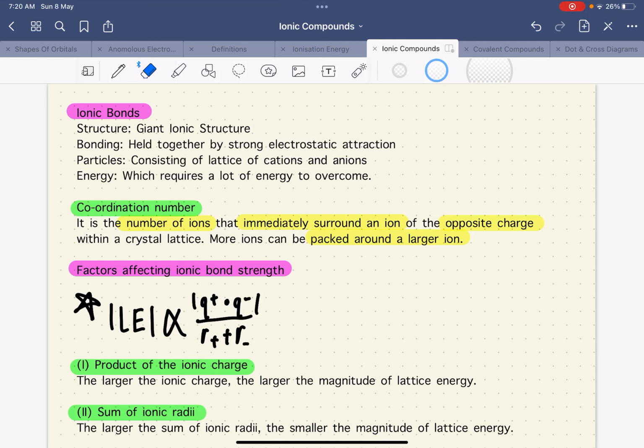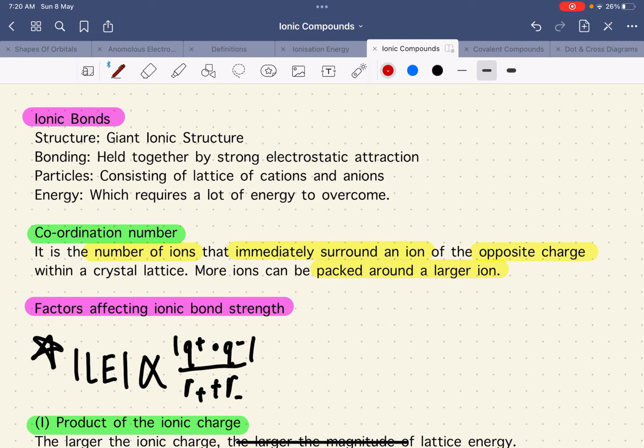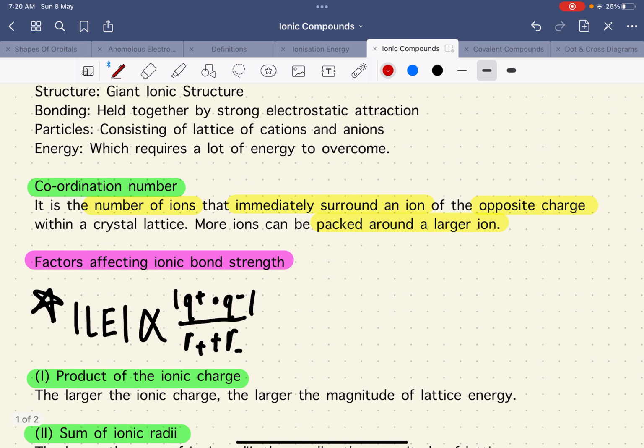Now, before we talk about ionic bonds, we have to talk about the SBPE: structure, bonding, particles, energy of ionic compounds. From secondary school, we know that the structure of ionic compounds is a giant ionic structure. They are held together by strong electrostatic forces of attraction. The particles consist of a lattice of cations and anions, and the energy is a lot of energy.